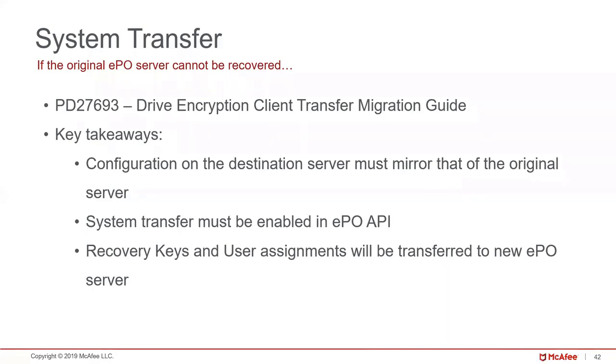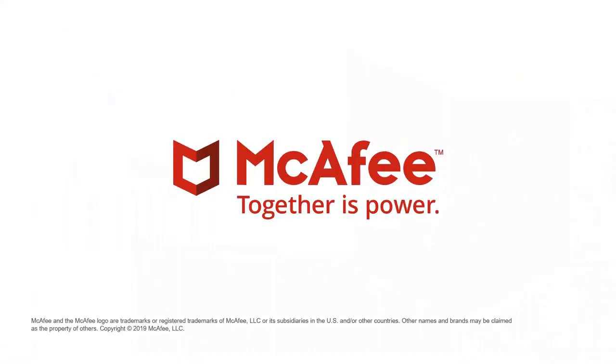The system transfer functionality for drive encryption needs to be enabled either through API or through scripting. There is an example Python script included with the drive encryption scripting examples that does enable the transfer functionality. And once this is done and the systems are provided the new McAfee agent to talk to this new server, the recovery keys will be uploaded and the user assignments and their token data will be transferred to this new EPO server. And this concludes today's webinar.